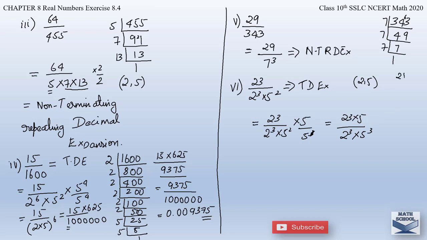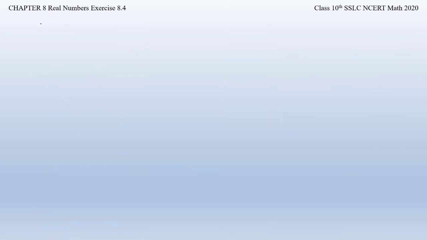So let us multiply 23 into 5. 5 3s are 15, carry 1, 5 2s are 10, 11. So that is 115. So 115 divided by 10 cube. Expanding 10 cube, we get 3 zeros in the denominator. So let us place the decimal point 3 digits in the numerator. So it is 0.115. This is the decimal expansion for the rational number 23 divided by 2 cube into 5 square. Now let us solve the next problem, problem number 7.